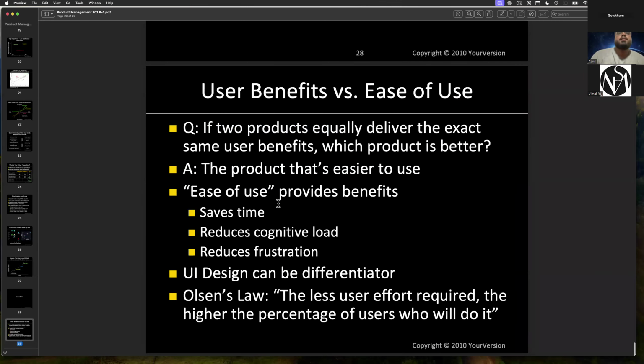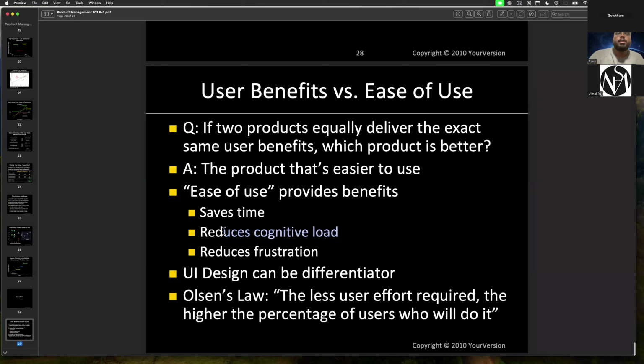Ease of use provides benefits. Okay, why are they choosing which is easier to use? Saves time for them, reduces cognitive load, and this is important. Like, if I take my phone, I have many productivity applications, or analysis applications. If I have to take too much time to understand what the analysis is, and it's not clearly conveying to me what I should do to increase my productivity, I'm not going with that app. I will go with the app which is easier for me to use, right?